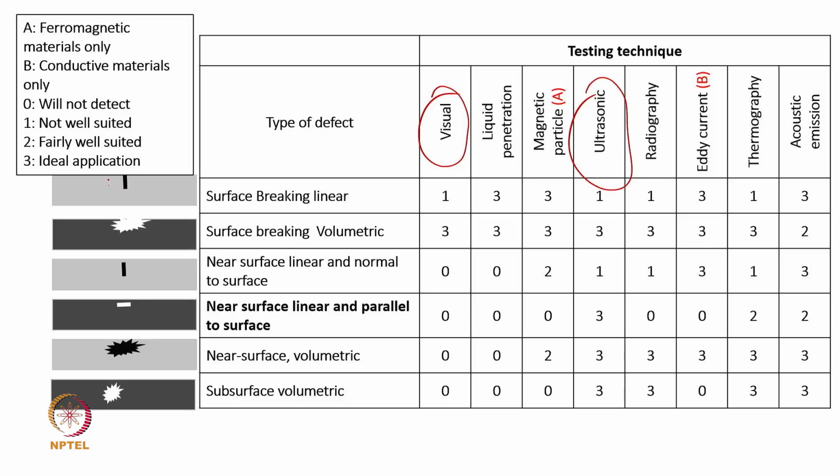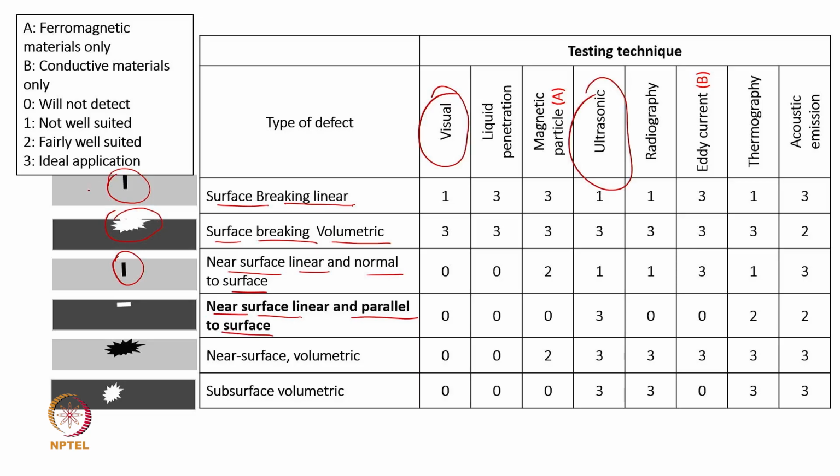I am just trying to give an overview of what we have studied. This is one crack, which is on the surface, so that is why we use the word surface breaking linear crack. Then we studied something like a surface breaking volumetric crack. Another one is the near surface linear crack normal to the surface, which has been shown over here. And the fourth is another near surface linear crack, parallel to the surface.